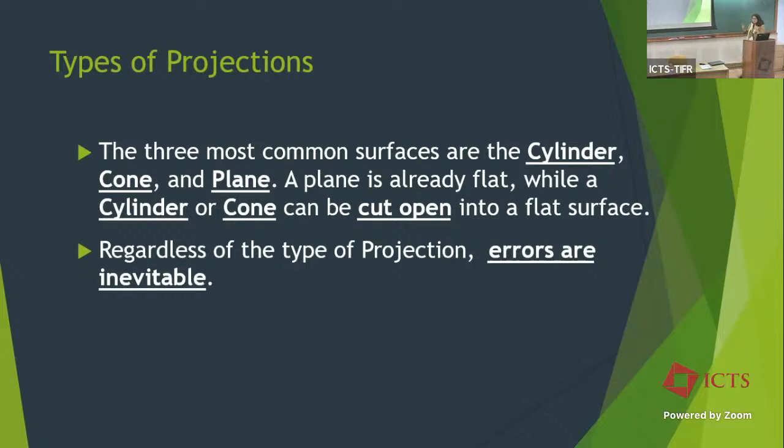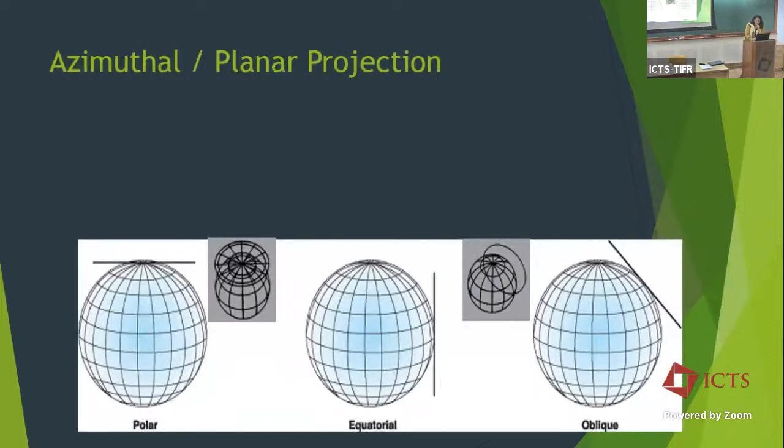Now, the main thing to remember here is this entire process of going from 3D to 2D is going to introduce a lot of error. There is going to be distortion. There is no other way around it. There will be distortion, okay?